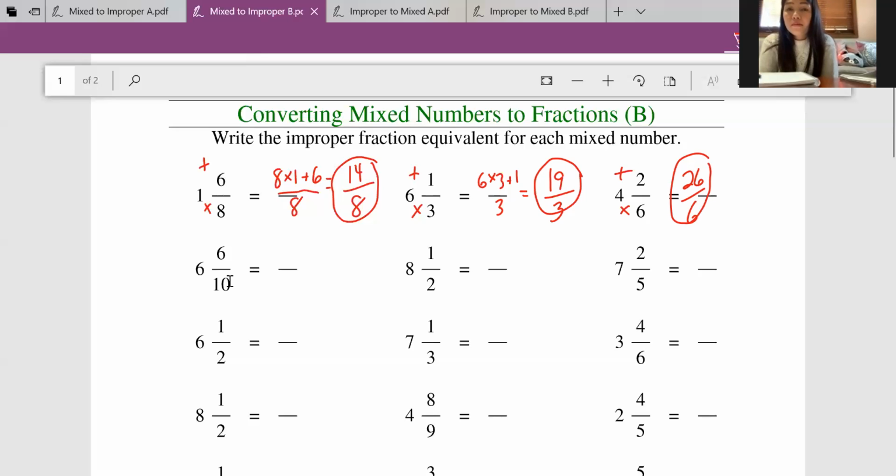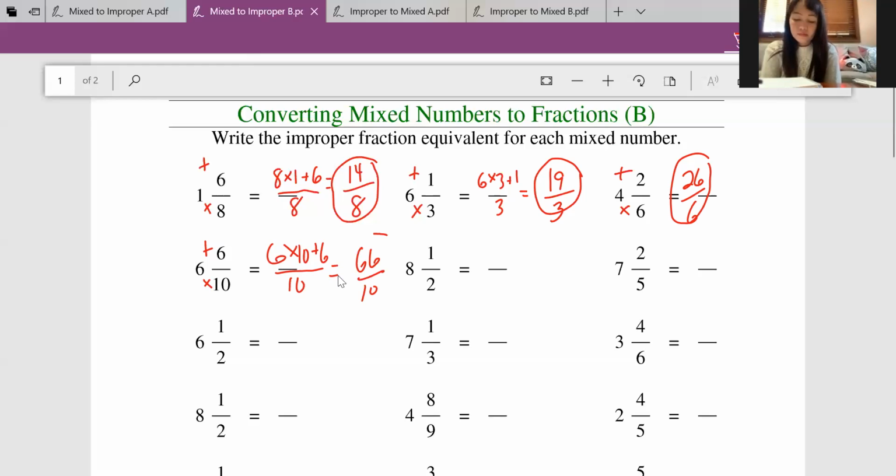6 6/10. So I'm going to multiply here the denominator by the whole number, 6 times 10. I'm going to add the numerator plus 6, and the denominator stays the same, stays 10. So 6 times 10 is 60, plus 6 is going to be 66 over 10. Let's look at 8.5, 8.50. First I multiply, and then I add. 8 times 2 is 16 plus 1 is 17 over 2.